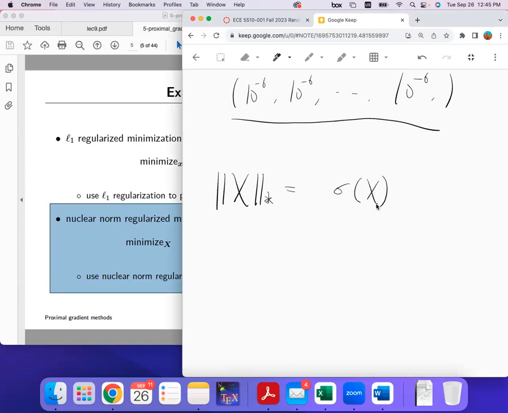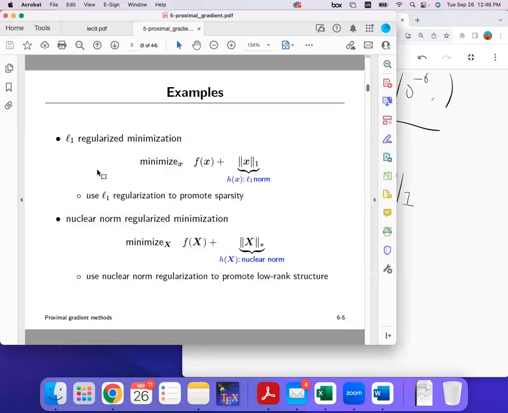So sigma X denotes the vector formed by all the singular values of this matrix. For this vector, we compute this L1 norm. Now, if we put this as a regularizer, that means we are looking for a matrix X whose singular values are sparse. Only a few singular values are non-zero. So essentially, this means we are looking for a low rank matrix X.